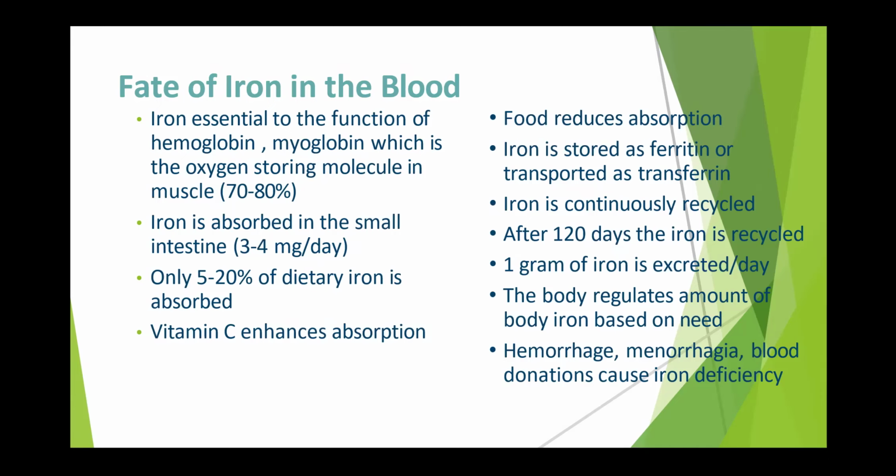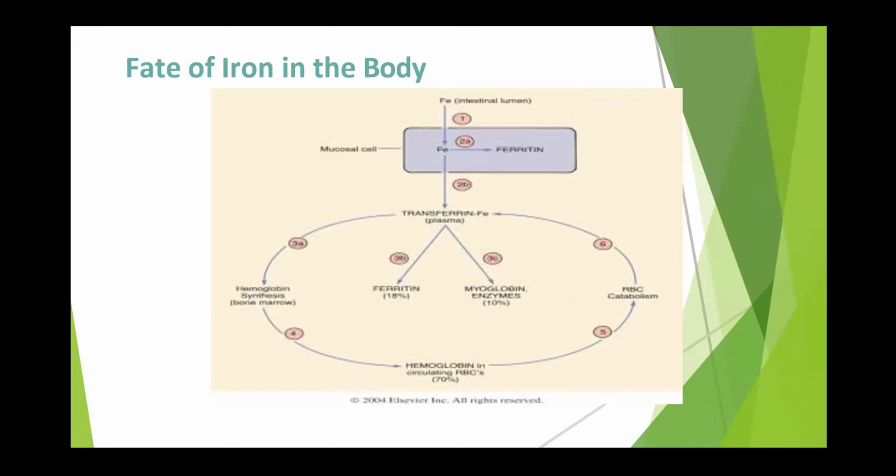Different situations can occur that can cause deficiencies in iron, like hemorrhage, if you're bleeding, menorrhagia, if you have very, very, very heavy periods, and even sometimes frequent blood donations can all cause iron deficiency, not just a low red blood cell count. So this chart just explains how the iron gets broken down and recycled. Okay, it's amazing what the liver does.